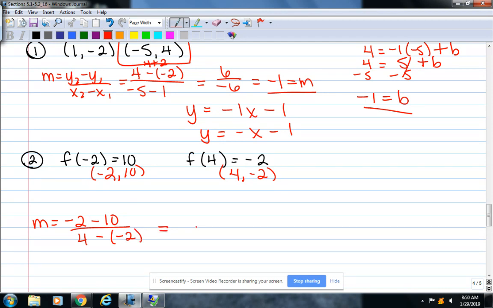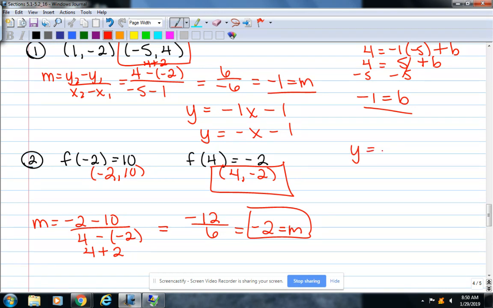All right. So what is -2 minus 10? -12. What is 4 minus -2? 4 plus 2 is 6. And what does that reduce to? -2. Then what do we do? Plug in one of your points for y and x. I'm just going to pick that one. But if you pick the other one, you still should get the same B, okay? So if I use this one, I'll get -2 equals -2 times 4, correct? So I'm getting -2 equals -8 plus B.